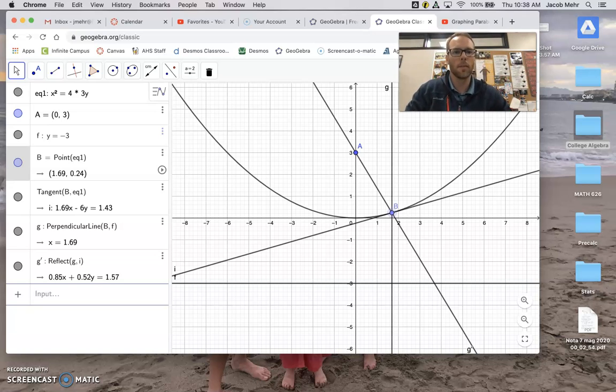So those are some key features I wanted to show you in the parabola. We've got a focus and we have a directrix. Like I said, I'm going to let somebody else do the rest of the teaching for you.